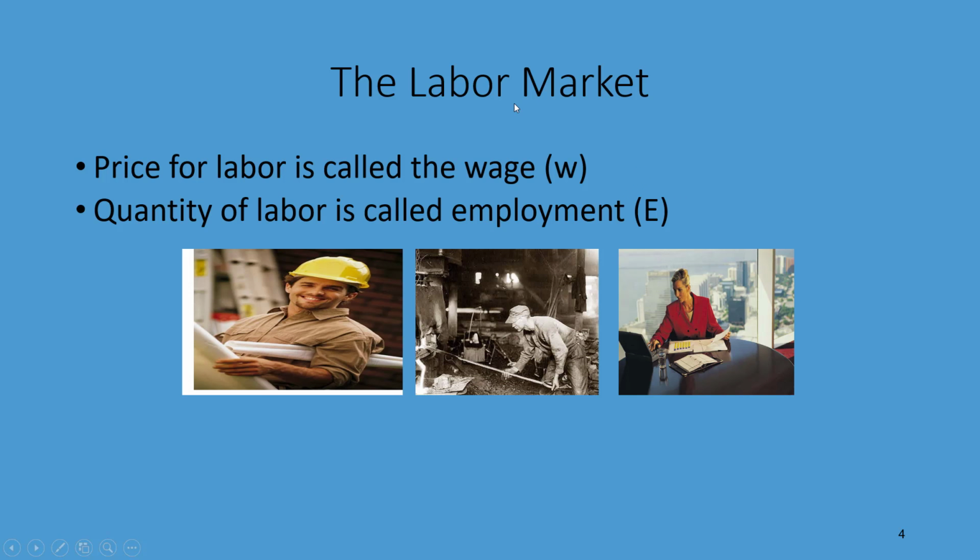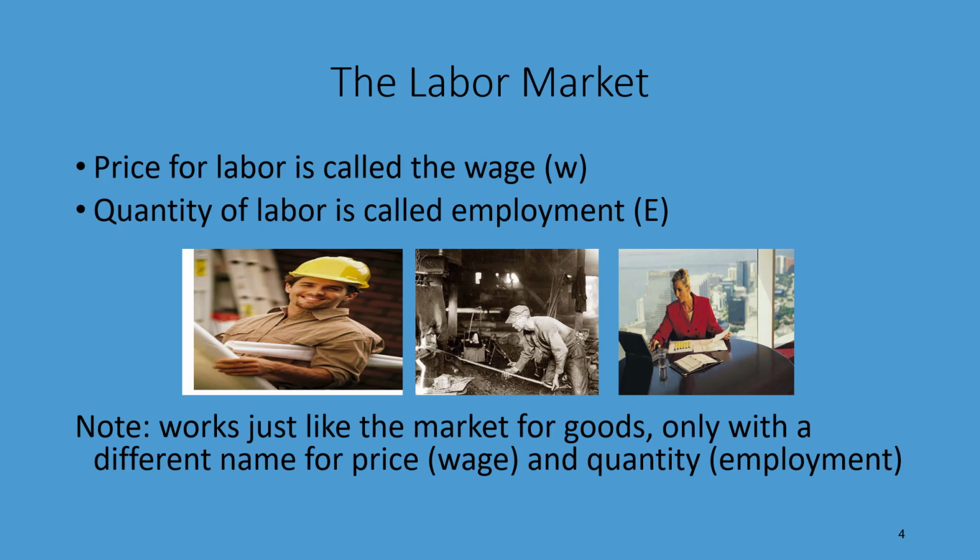The labor market is the very first of these macroeconomic markets that we're going to talk about. Now, the price for labor in the labor market is called the wage, because that's just the price of labor. So abbreviate that with W. The quantity of labor is called employment. That's just the quantity of people who are employed, and so we abbreviate that with E.